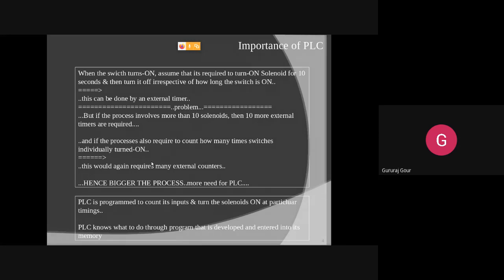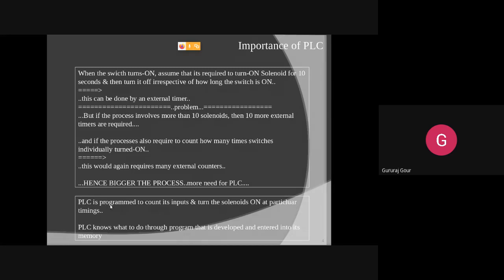Along with that, suppose you also want the process to count how many times you are going to turn on each solenoid or timer. For that we need dedicated counters also. This would again require many external counters. You can see 10 timers, 10 counters, 100 timers, 100 counters, like that. Hence, the problem will become more and more complex if the requirements for the process or application keep increasing. So this is where the PLC comes into the picture.